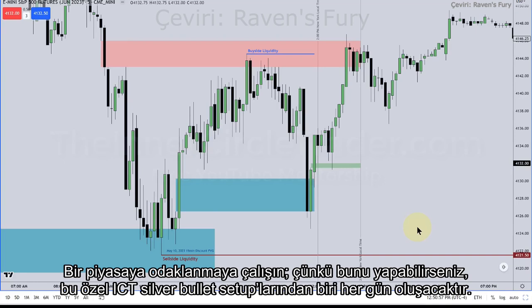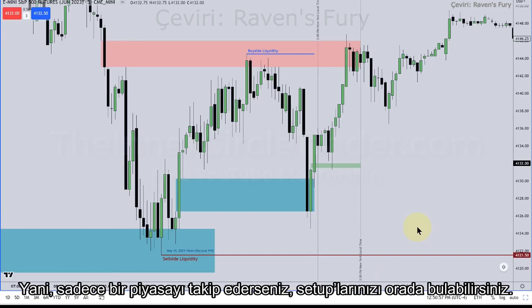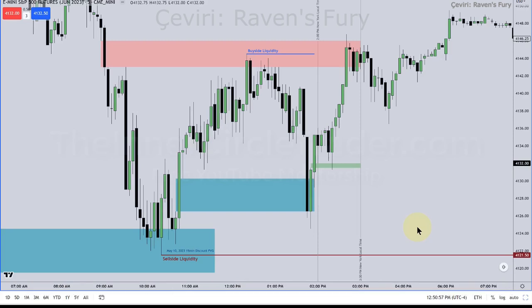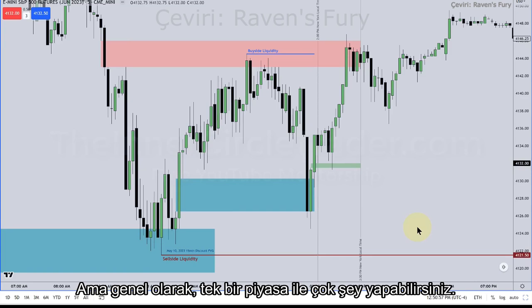Try to focus on one market, because if you can do that, one of these specific ICT silver bullet setups will form every single day. Meaning that if you just follow one market, you can get your setups there. You can make your bread and butter. You can make your ends meet. You'll have losing trades. Okay, it's going to happen. But by and large, you can do things with one market.